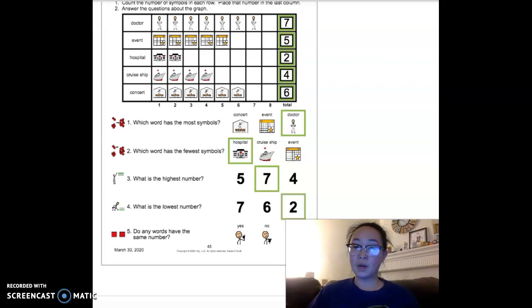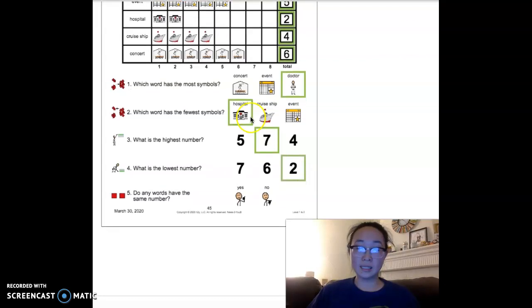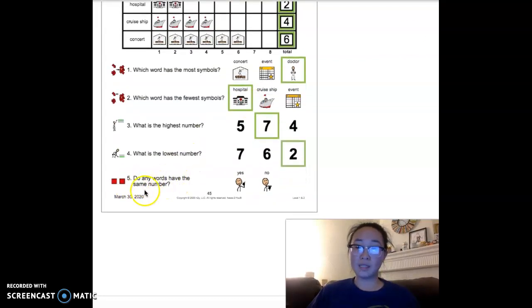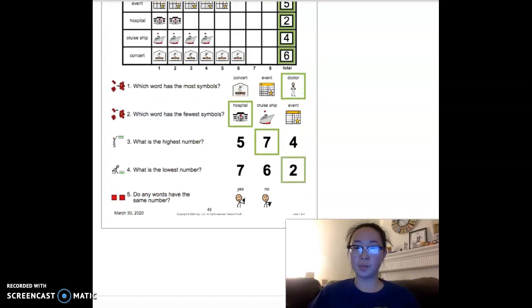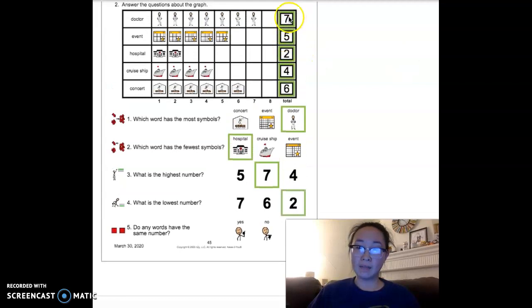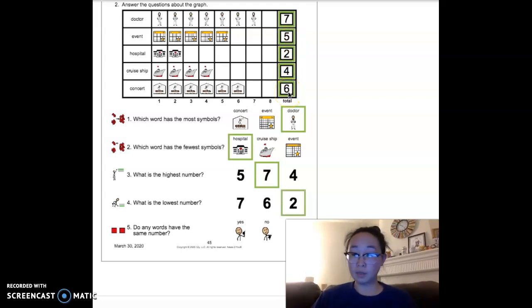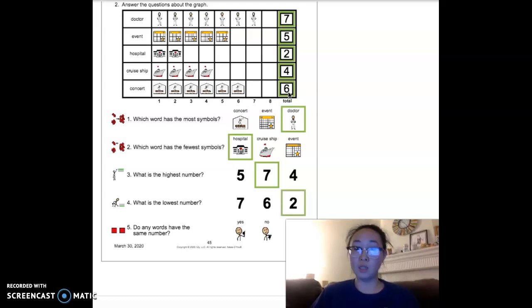And then our last question asks, do any words have the same number? So are any of these numbers the same? Let's check. I see 7, 5, 2, 4, and 6. Are any of those numbers the same? No, I don't see anything that's the same. They're all different numbers. So we're going to put no. No. Good job.